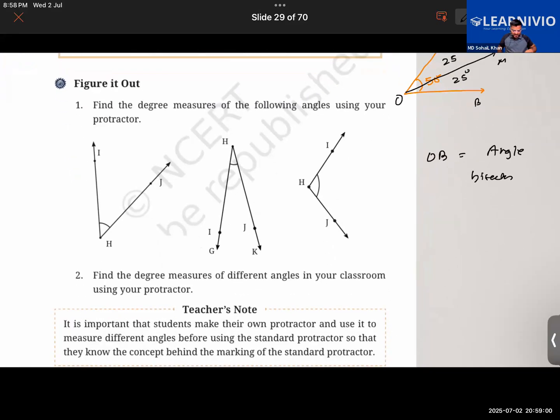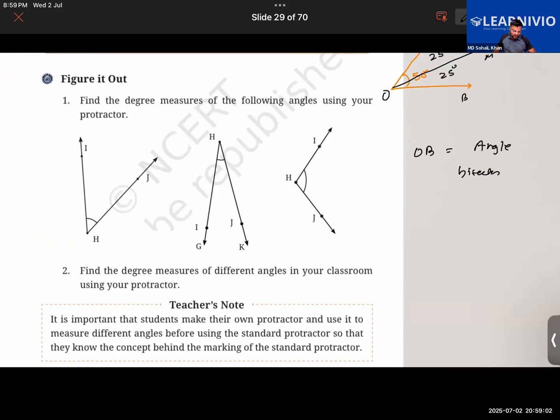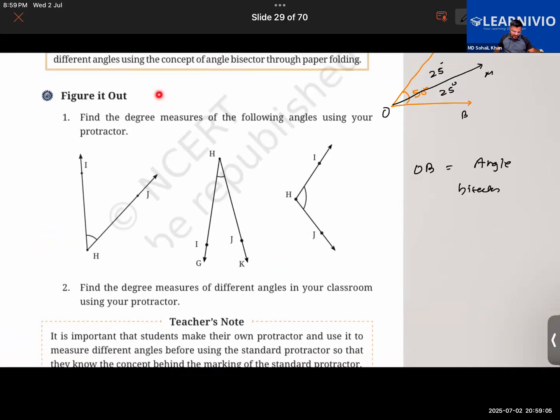Now let's do the questions from the exercise. Find the degree measure of the following angles using your protractor. So guys, you can do this only if you have your book with you and you have a protractor. You guys have your book, Nafis and Habib? You have the NCERT book? Okay, take out the protractor. Laksh, you have shared the exercise questions with me. Do you have a similar kind of question? Check if you have a similar kind of question.